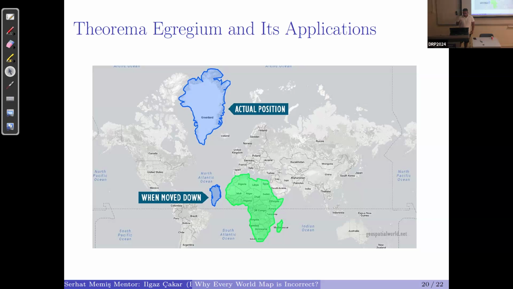So this is because of Gauss's theorema egregium. The projections are not correct maps. They don't preserve surface areas or lengths or angles. So I think this is an impressive and interesting fact. Every map that we use is wrong.